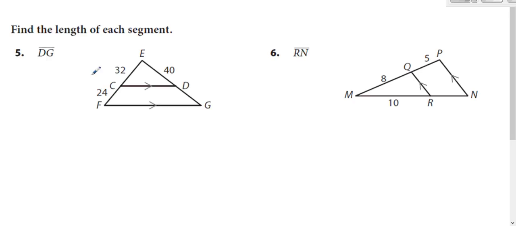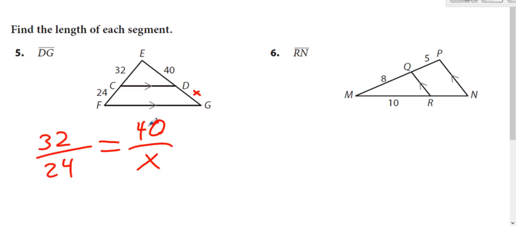Extremely similar questions going on here. DG, that's that segment right there, so we can set it up. 32 over 24 equals 40 over x. Just take the top piece over the bottom, top piece over bottom. So cross multiply, 32x equals 40 times 24. And then divide by 32, you get x equals 30.